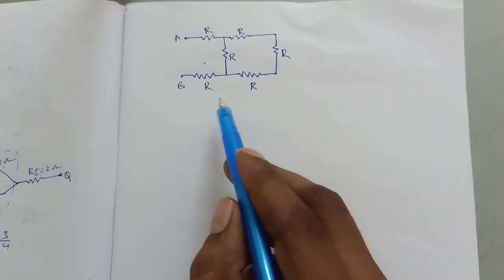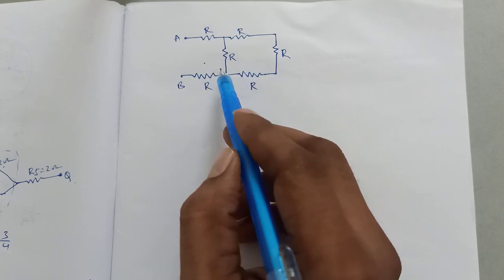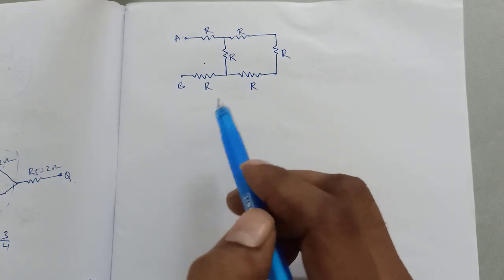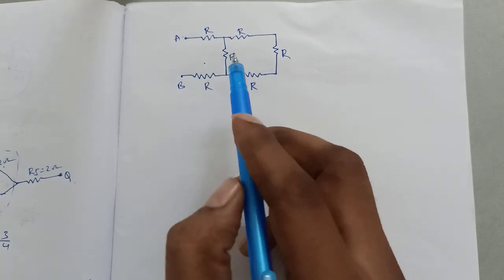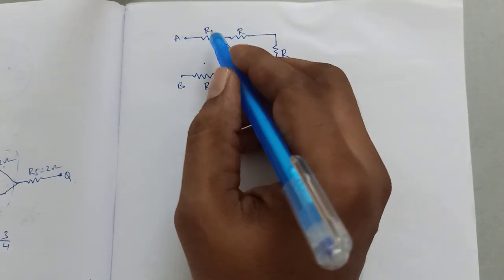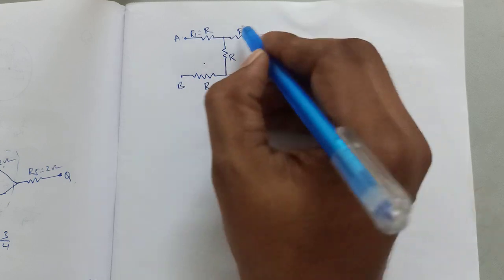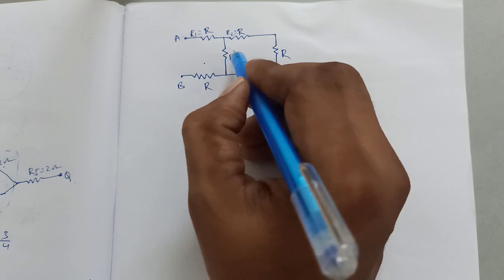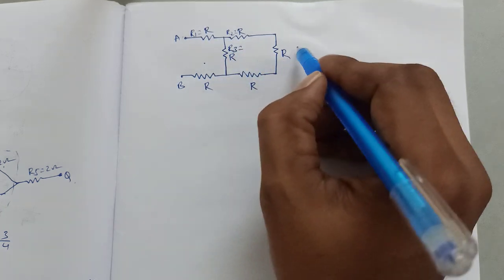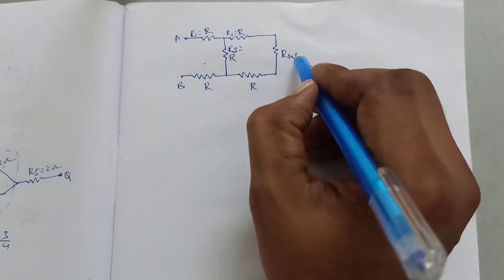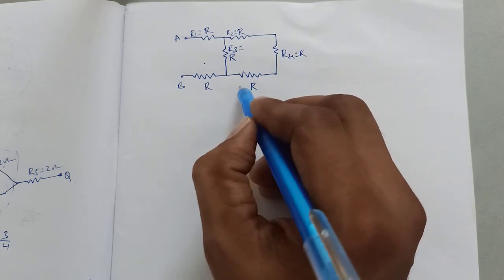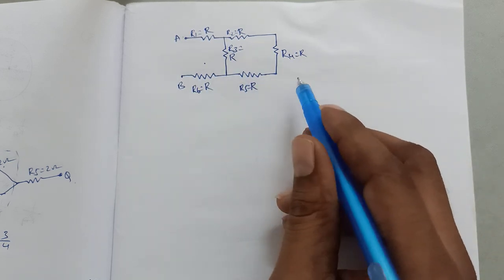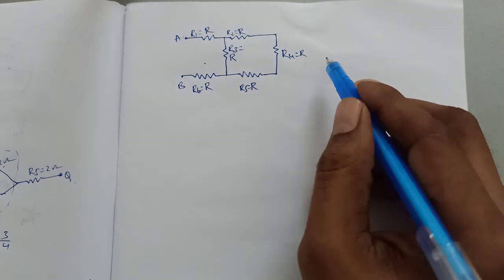Here is another circuit they have given. We need to find the equivalent resistance between these two points. We will reconstruct this one for our convenience, and then we can label it. This is R1, this is R2, this is R3, this is R4, this is R5, and this is R6. Yes, we can reconstruct this circuit very neatly.